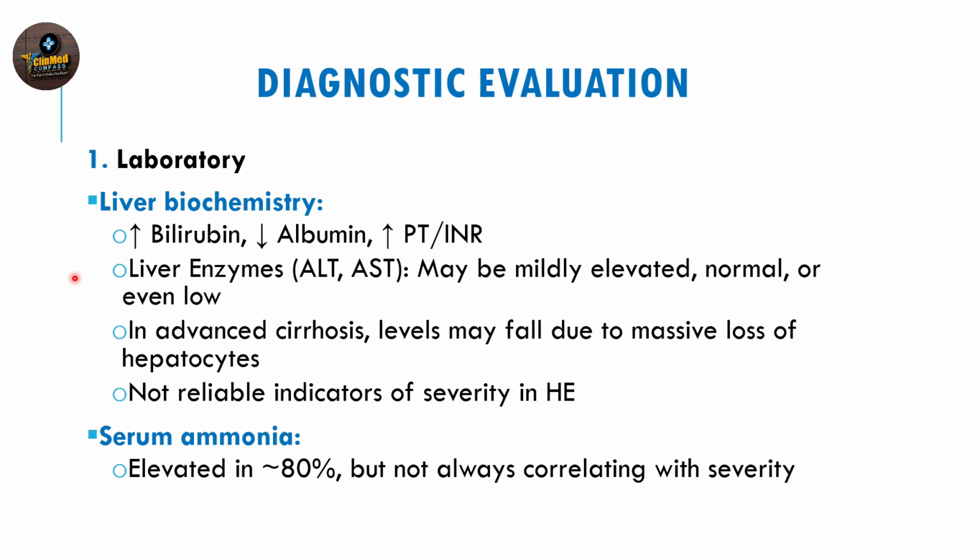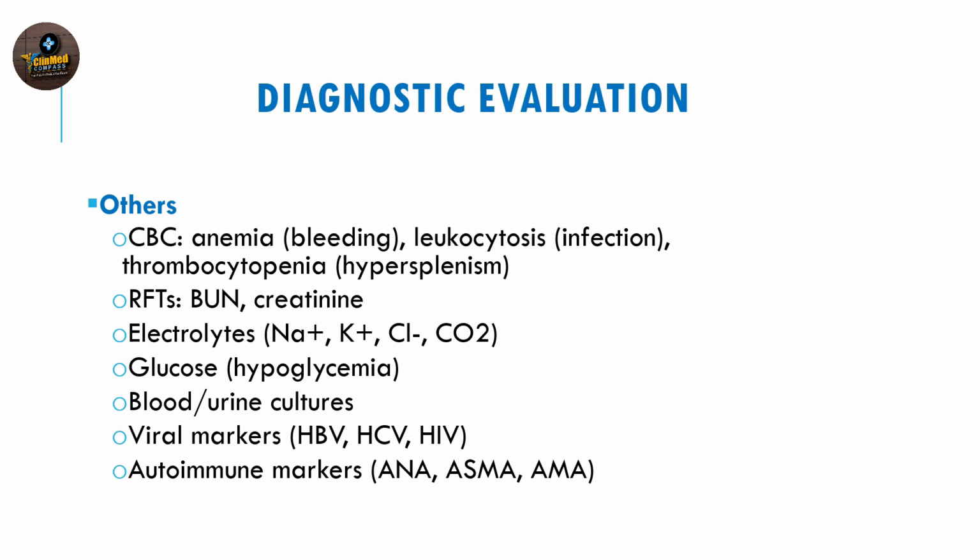For serum ammonia, it's often elevated, but levels don't always correlate with clinical severity. Other important investigations that may be done include the complete blood count. Look out for anemia in case of bleeding, leukocytosis in case of infection, thrombocytopenia in case of hypersplenism. You want to assess the renal function test, blood urea nitrogen and creatinine. Electrolytes are also important for hypokalemia or hyponatremia. Blood glucose for hypoglycemia. Blood or urine cultures if infection is suspected.